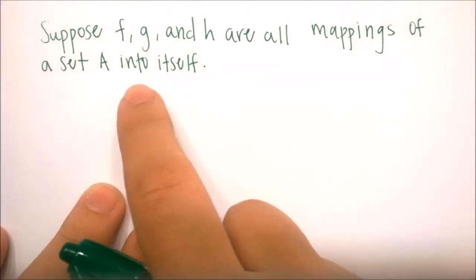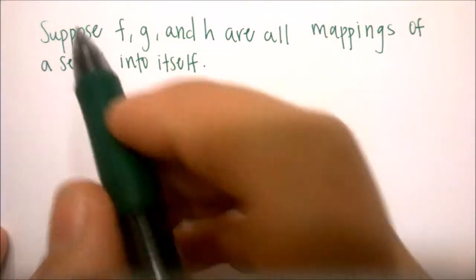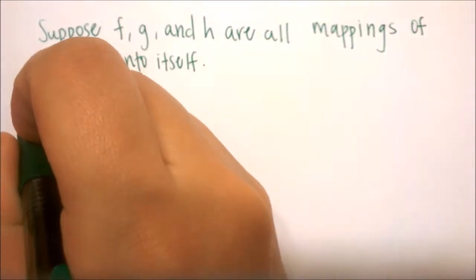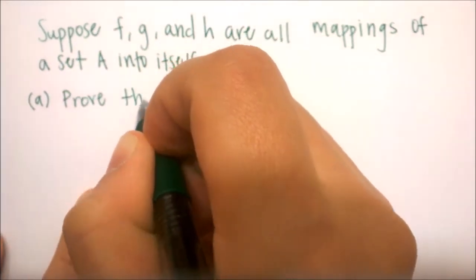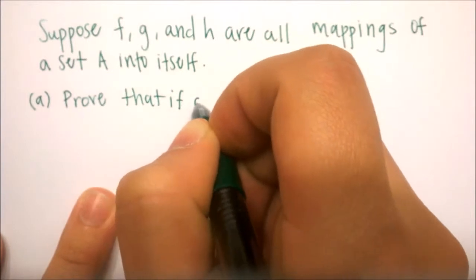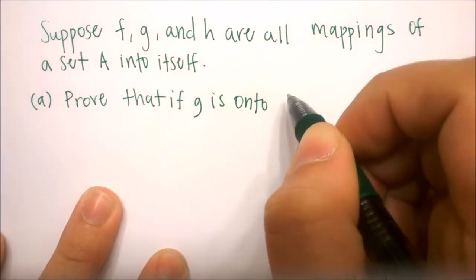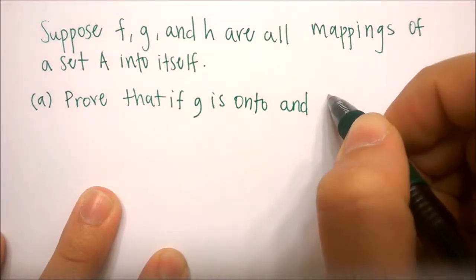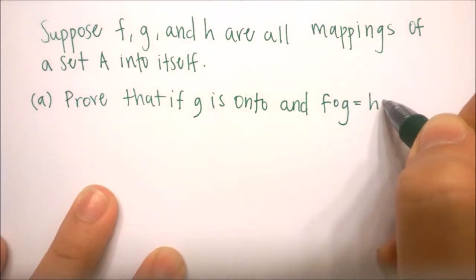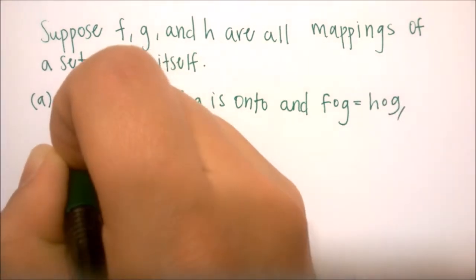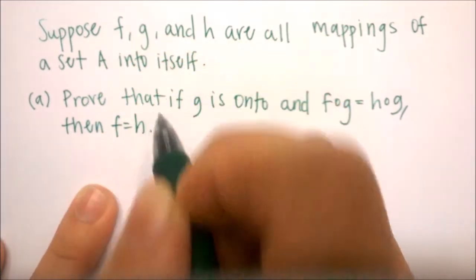So suppose F, G, and H are all mappings of a set A into itself. The first thing we want to do, part A, is prove that if G is onto and F composed with G equals H composed with G, then F equals H. All right.